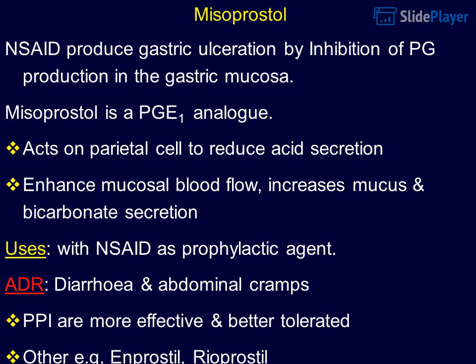Misoprostol. NSAIDs produce gastric ulceration by inhibition of prostaglandin production in the gastric mucosa. Misoprostol is a PGE1 analog. Acts on parietal cell to reduce acid secretion. Enhances mucosal blood flow, increases mucus and bicarbonate secretion. Uses: with NSAID as prophylactic agent. ADR: diarrhea and abdominal cramps. PPI are more effective and better tolerated. Others, for example, enprostil, rioprostil.